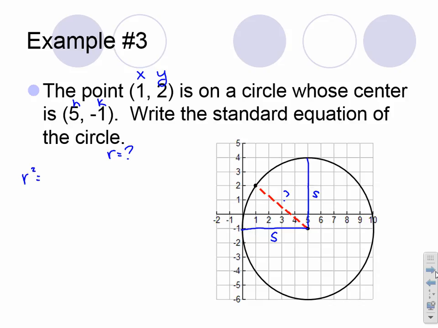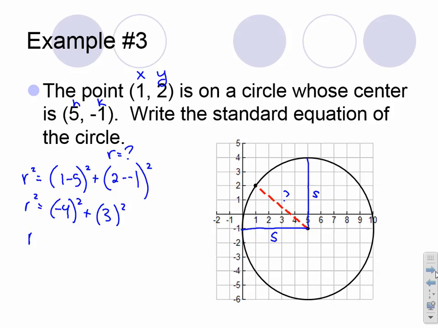So r squared is equal to x minus h, so 1 minus 5 squared, plus y minus k, which is 2 minus negative 1 squared. So r squared is equal to negative 4 squared plus 3 squared. So r squared is equal to 16 plus 9. So sure enough, I end up getting the square root of 25, which is 5. So I just proved that it is 5.